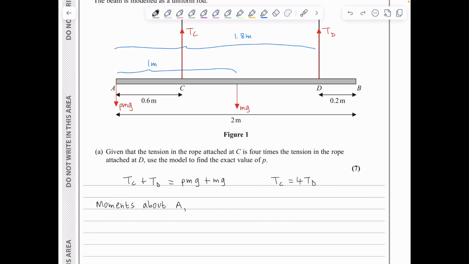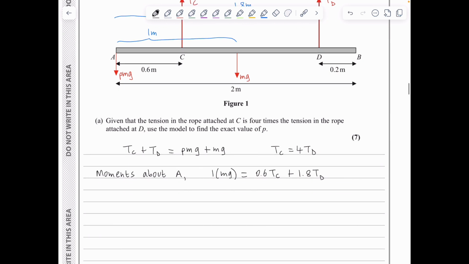1 meter. So we've got 1 times mg being equal to the anti-clockwise moment because of TC. So this is acting at a distance of 0.6 meters. So it's 0.6 TC plus 1.8 TD. So I will proceed by replacing TC with 4 TD, leading to mg is equal to 0.6 times 4 TD plus 1.8 TD. So we've got that mg is equal to 2.4 TD plus 1.8 TD, and therefore we have that mg is 4.2 TD.